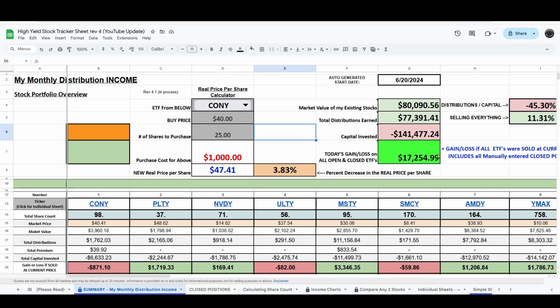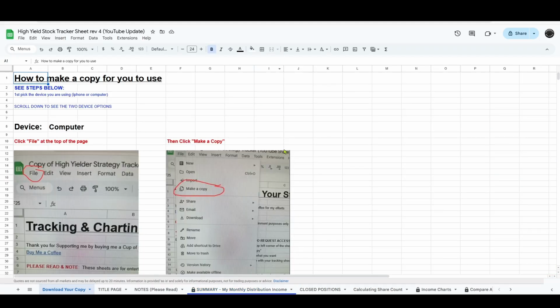And of course, once you do join and you click that link, it will be a view only type sheet, and you'll probably see this tab here at the very beginning. So it just shows you exactly how to make your copy so that you can enter in your own information and your own stock tickers. The one that you'll actually receive that is shared is a view only. You must make your own copy. And right here's how to do it.